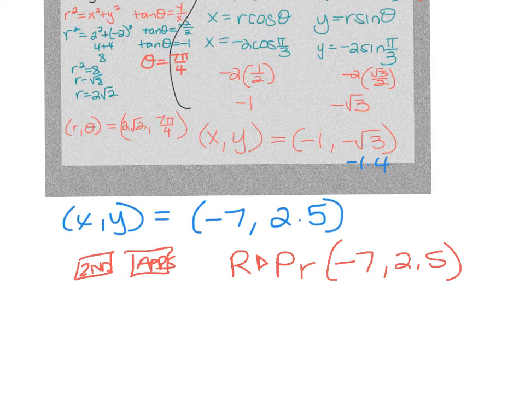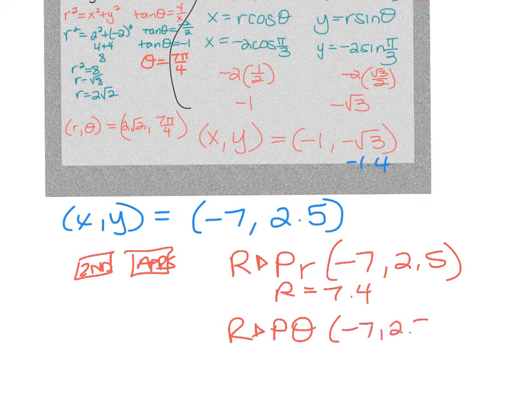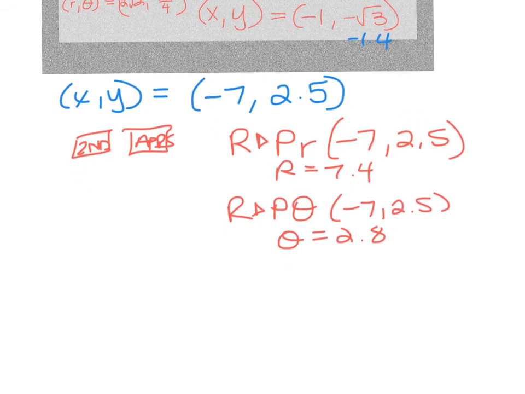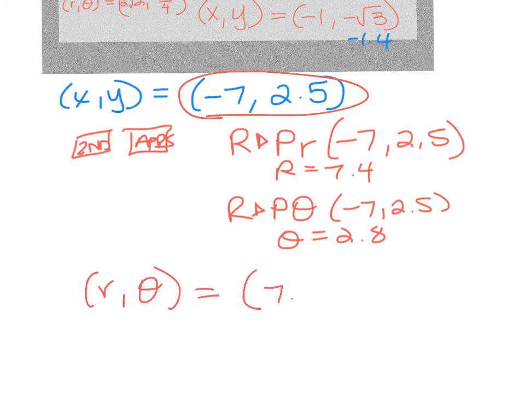So rectangular to polar R, negative 7, comma 2.5, gives me that the R value is going to be 7.4. I'm just going to round it to 1 decimal place, but pay attention to your test if it says 1 or 2. And then rectangular to polar theta, again, I'm going to type in negative 7, comma 2.5. And I get theta equals 2 point, this time I'm going to round, again, 1 decimal place, to 8. So this point in polar format is 7.4, comma 2.8.